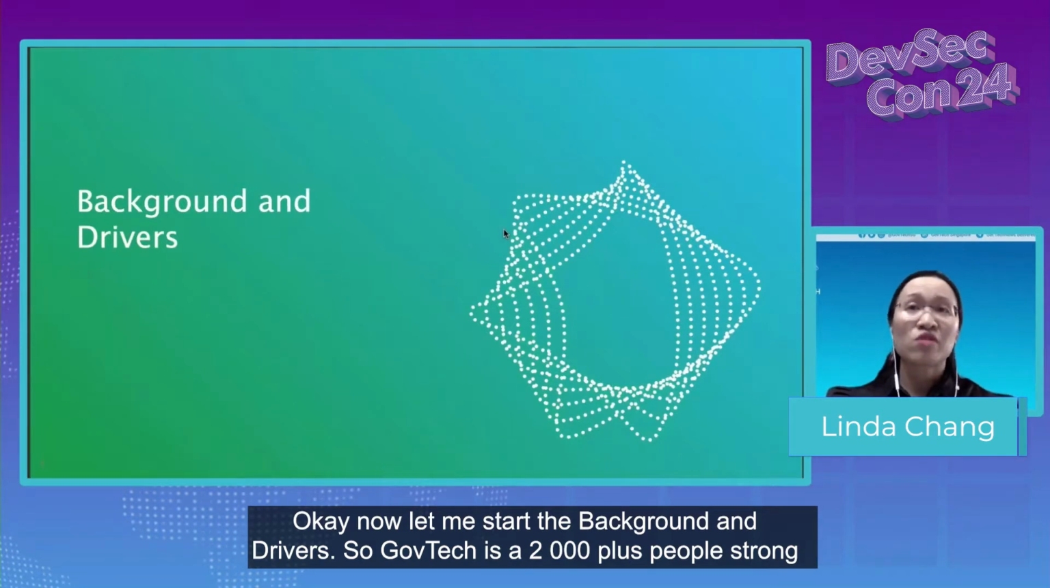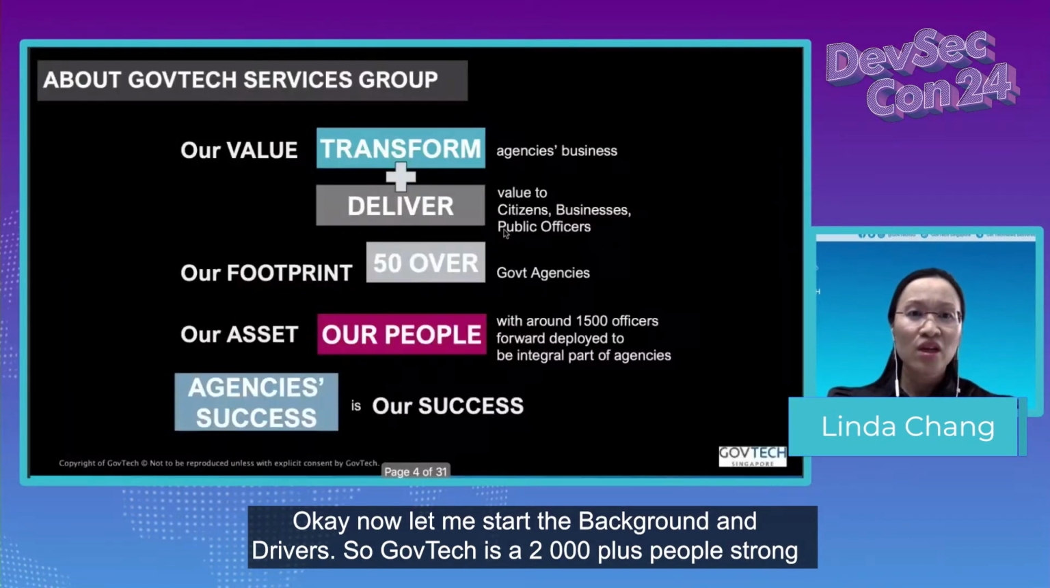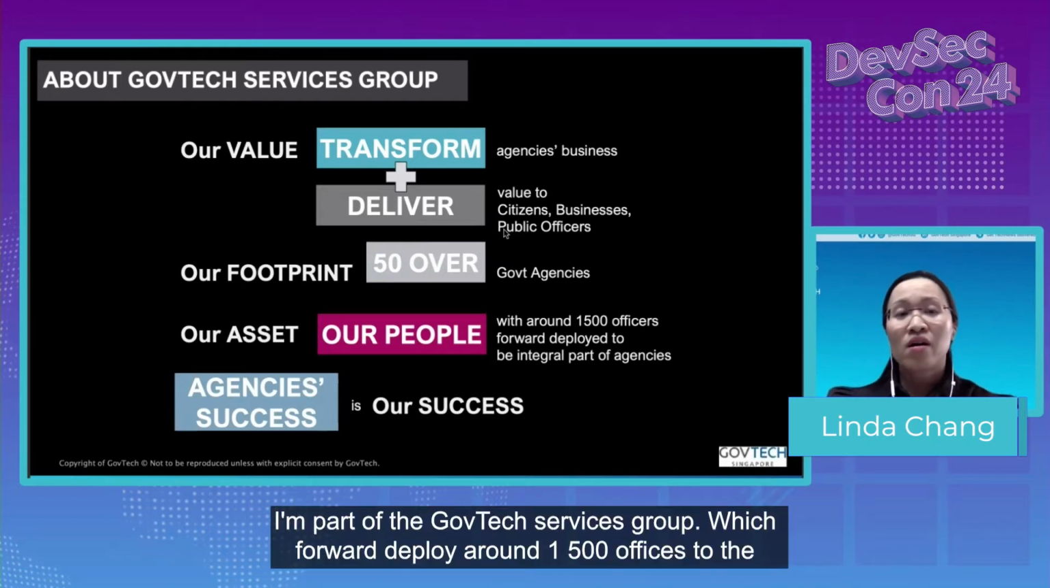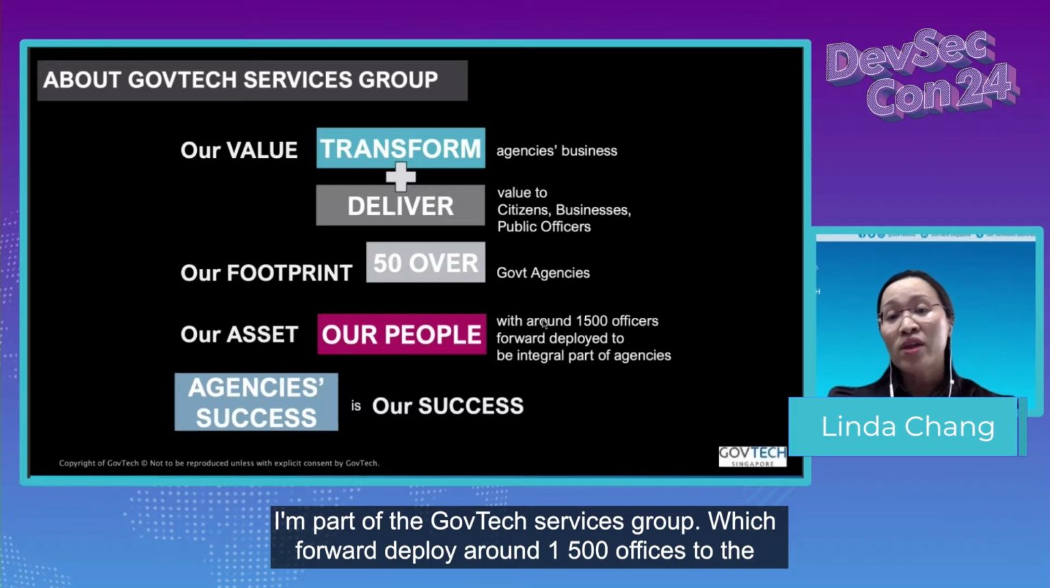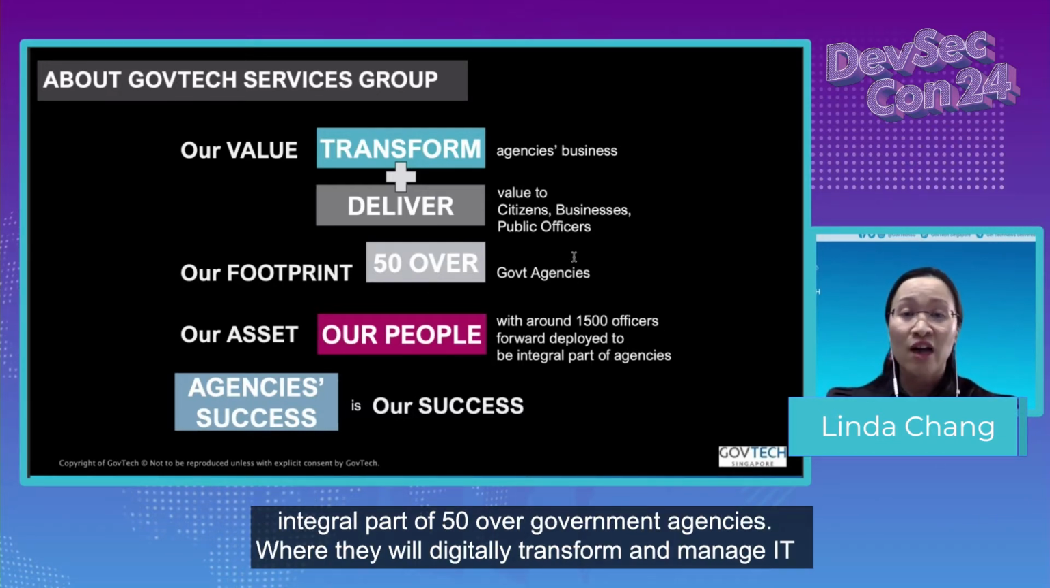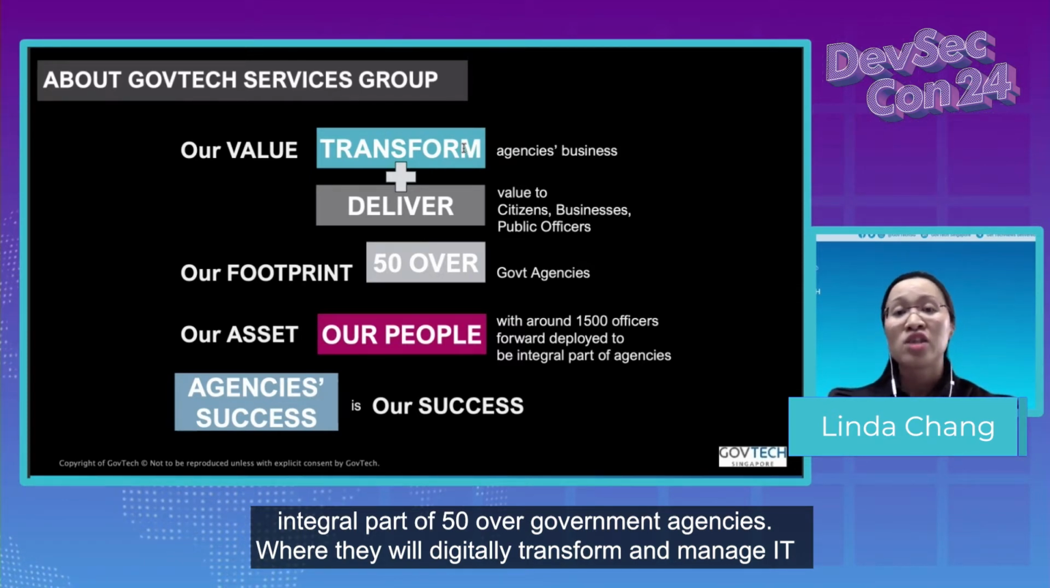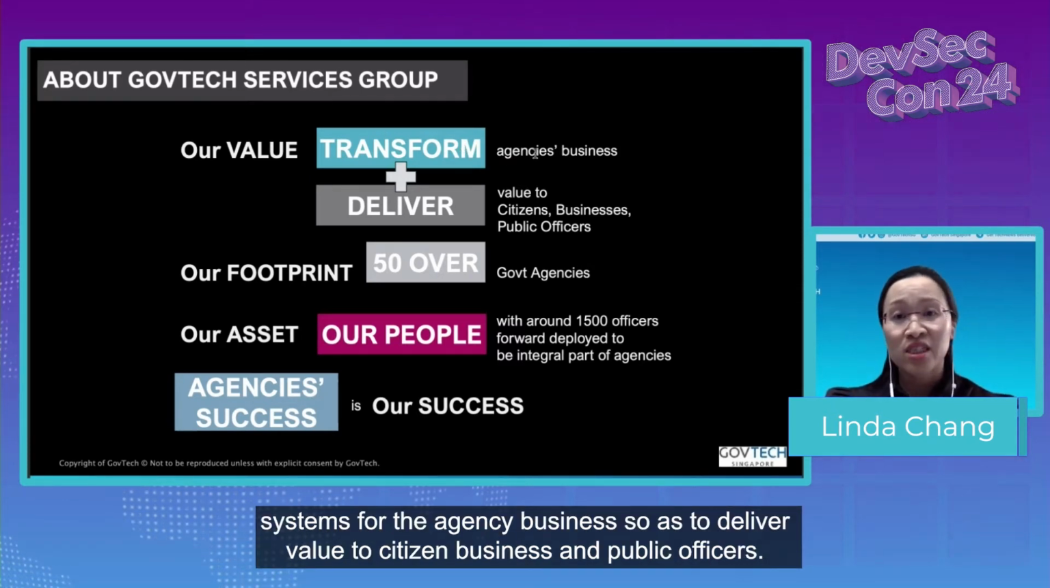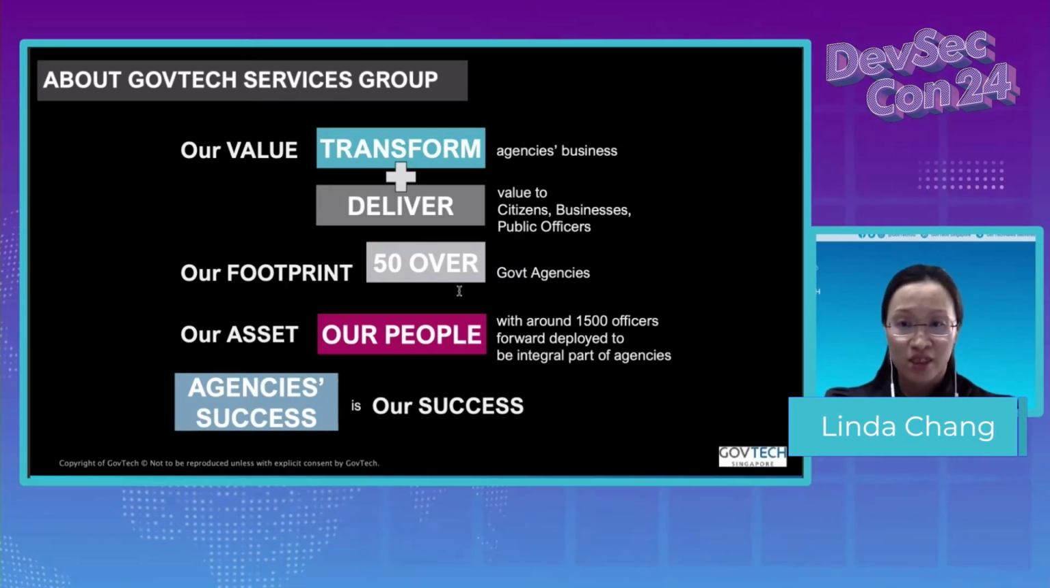Okay, now let me start with the background and drivers. So Govtech is 2,000-plus people strong. I'm part of the Govtech Services Group, which forward deploys around 1,500 officers to be an integral part of 50-over government agencies, where they digitally transform and manage IT systems for the agency business so as to deliver value to citizens, businesses, and public officers.